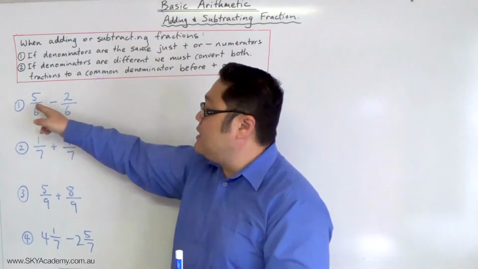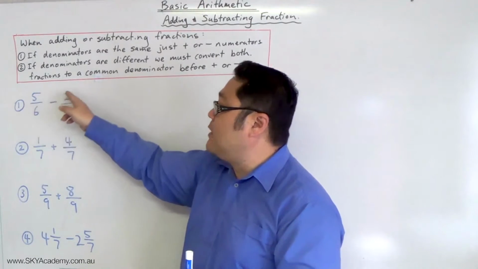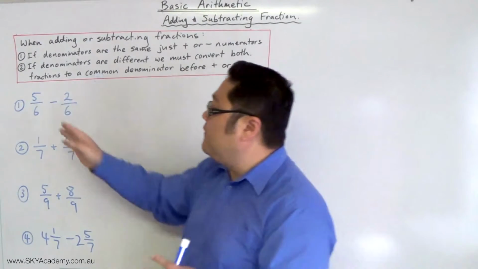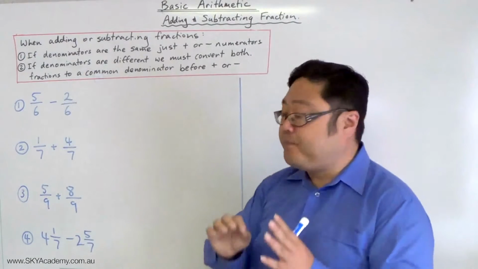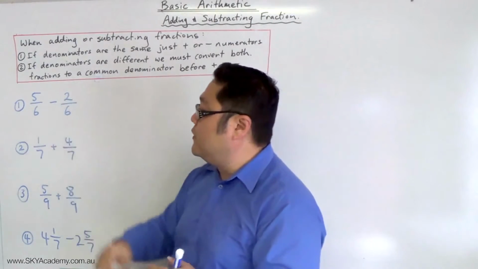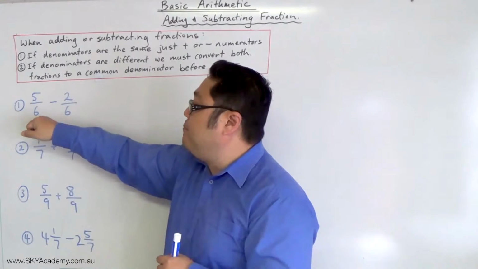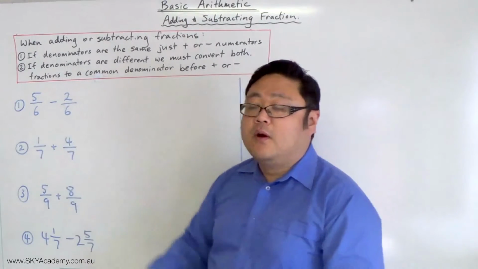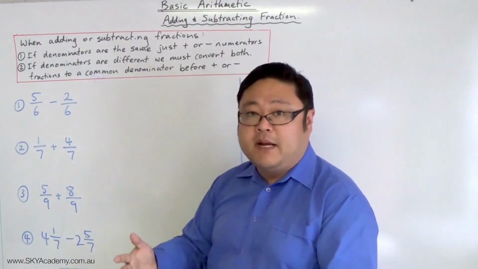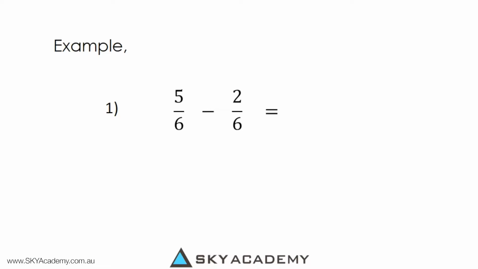So you might see a situation where you've got 5/6 minus 2/6. When you've got 5/6 minus 2/6, what you've got to do first is recognize that the bottoms are the same. Are the bottoms the same? Or the denominators the same? Yes. They're the same. Tick. So what you do is you leave the bottom the same, but then you minus the top from the top. 5 minus 2 is 3, and the answer is 3/6.